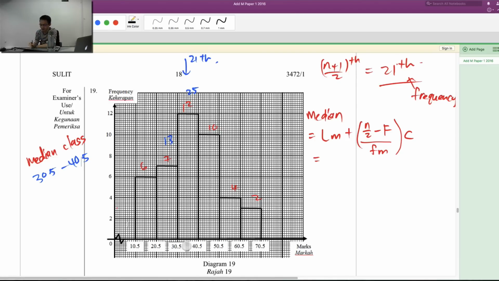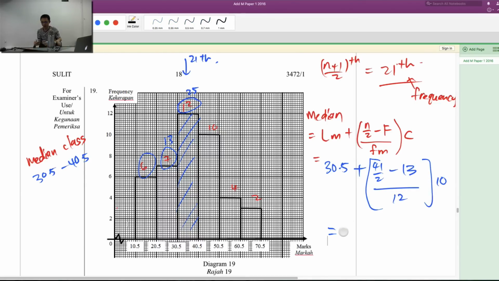Okay, because my answer just now doesn't fall in this class, I know I taught something wrong. So first thing is, since this is the median class, I will take the lower boundary of the median class, which is 30.5, plus 41 over 2 minus the cumulative frequency before this class, which will be 7 plus 6, 13, divided by the frequency of the median class itself, which is 12. You can see it here. And the class size is 10. Yeah, this one should be the correct one. 41 divided by 2 minus 13, divided by 12, multiplied by 10, and then plus 30.5. Yeah, this is the correct one.